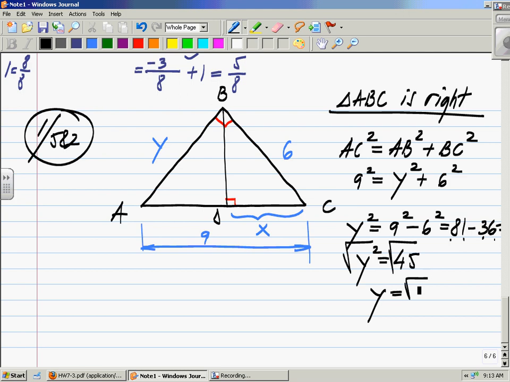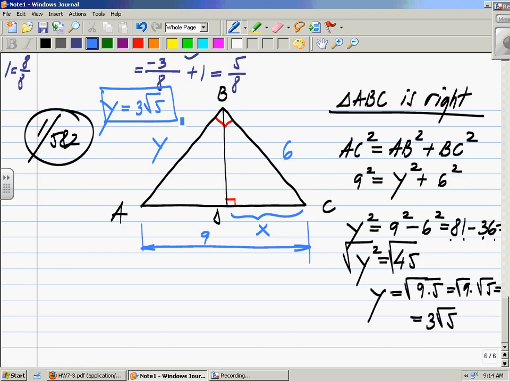Square root of 45 is actually square root of 9 times 5, which equals square root of 9 times square root of 5, and that will be 3 square root 5. And that's your first answer: y equals 3 square root 5. So I know this side here is 3 square root 5. Which other sides can I find now?